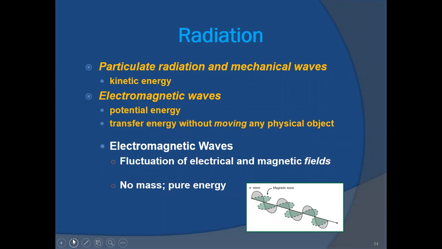Electromagnetic waves consist of an electric field and a magnetic field, you see it diagrammed here, perpendicular to each other, moving through space together. So you have that fluctuation of the electrical and the magnetic fields, and they are pure energy. Electromagnetic waves have no mass. So if we had a very powerful microscope, an electron microscope, we could see particulate radiation because it has mass. But we will never be able to see electromagnetic radiation because it has no mass. It is simply a wave of pure energy.